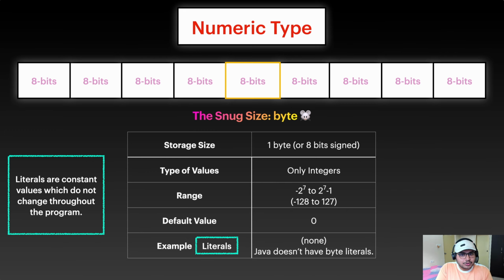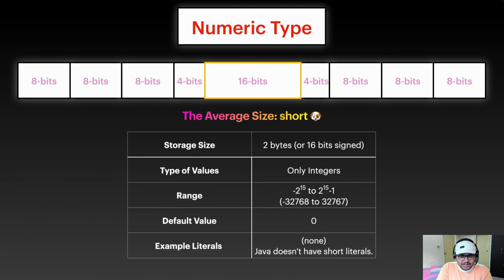It is important to note that Java does not support byte type numbers as literals or constants in the program. A little bigger than byte is the short data type. When you declare a variable of type short, Java allocates 16 bits or 2 bytes of signed memory.